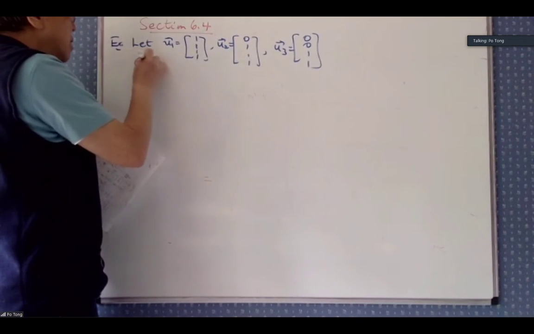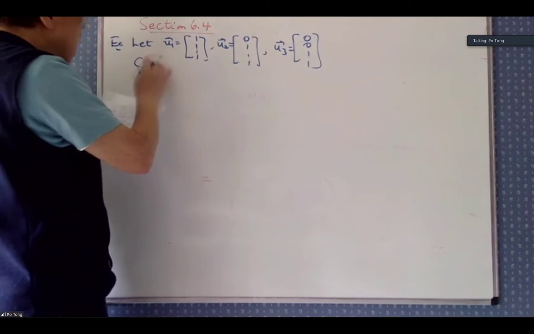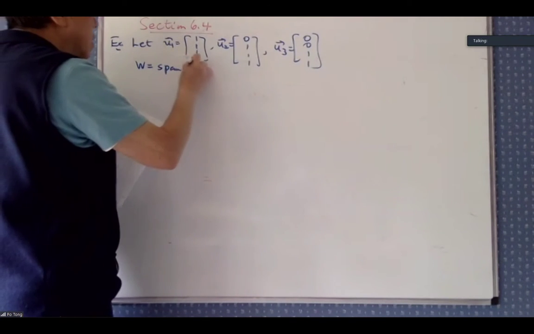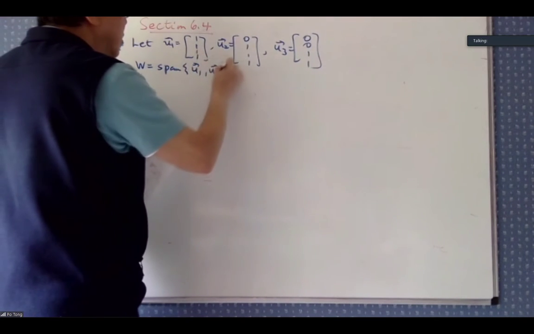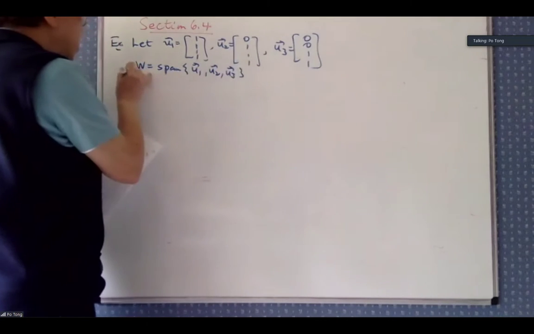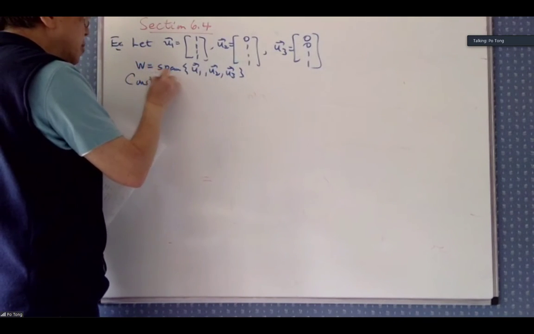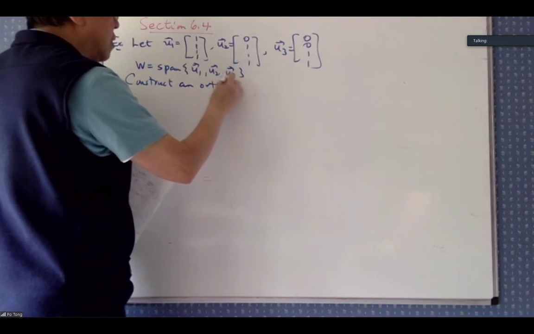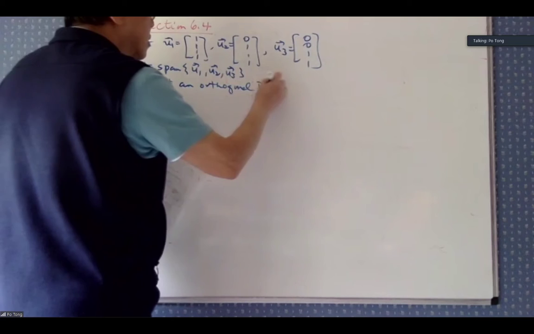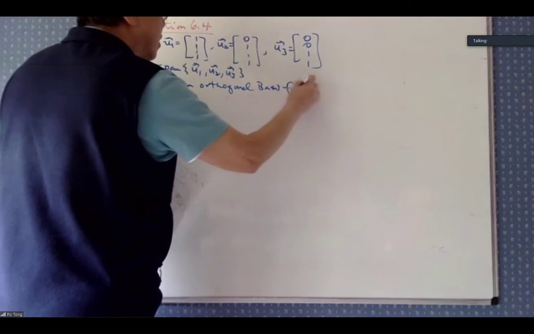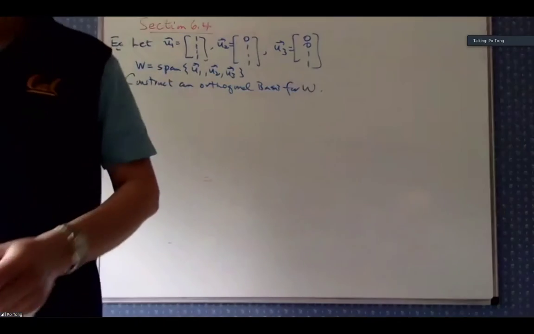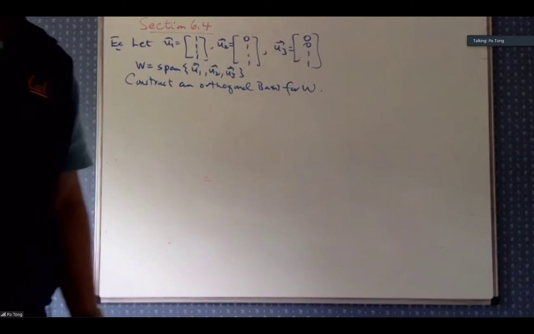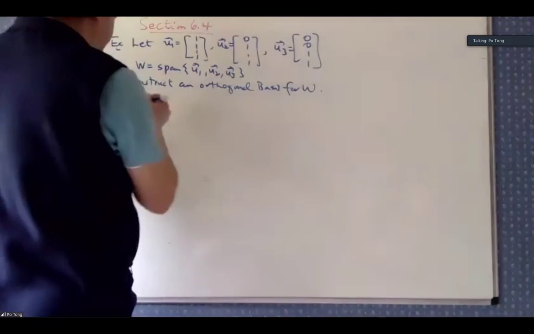So we want to construct the W, the span of U, the 3. We want to construct an orthogonal basis of W. Okay. This is what we want to do. And the procedure is the following.